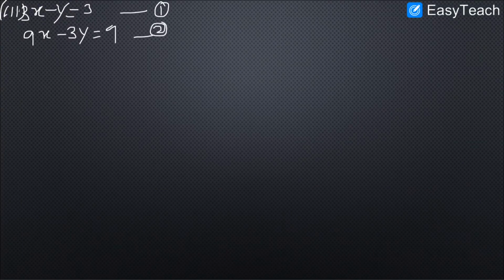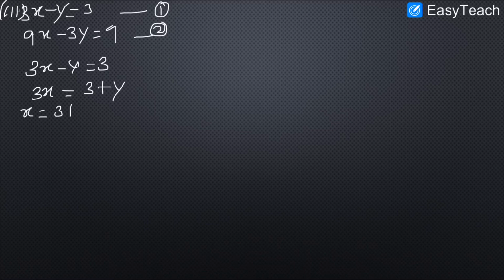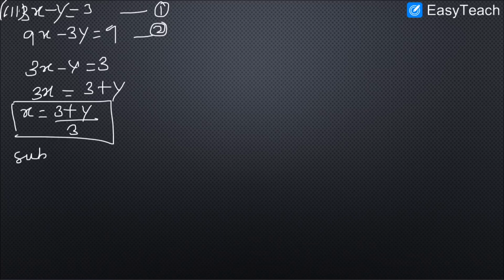Let's try to solve the third problem, which is 3x minus y equals 3 and 9x minus 3y equals 9. As per the rule, I want to derive one value, y or x, any one value, from the first equation. So 3x minus y equals 3, this is the first equation. I want to derive the x value. So 3x equals 3 plus y. So x equals 3 plus y, whole divided by 3. This is what x is. Then let's substitute in equation 2.